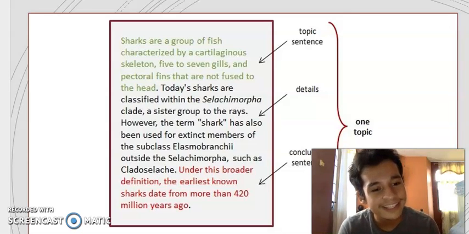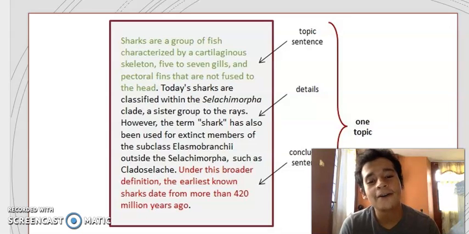And the concluding sentence is, under this broader definition, the earliest known sharks date from more than 420 million years ago.